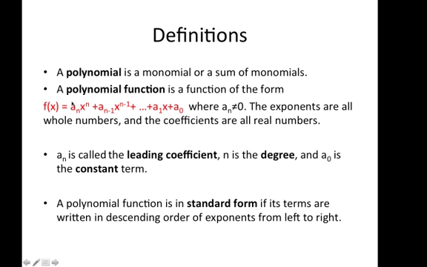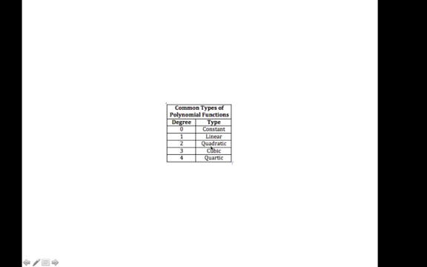a_n is called the leading coefficient. The whole thing here, a_n times x to the n, is the leading term. a_n is the leading coefficient, n is the degree, and a_0 is the constant term. And again, a polynomial function is in standard form if its terms are written in descending order of exponents from left to right. So in other words, they get smaller as you move from left to right.